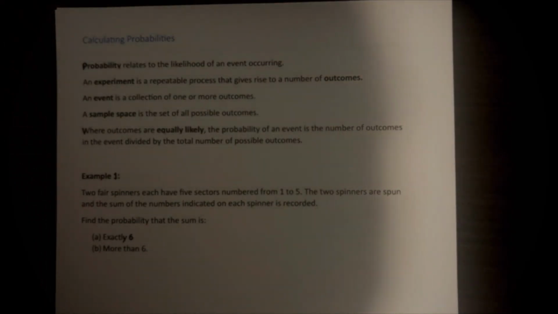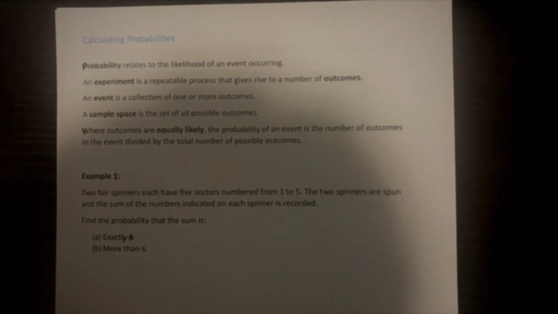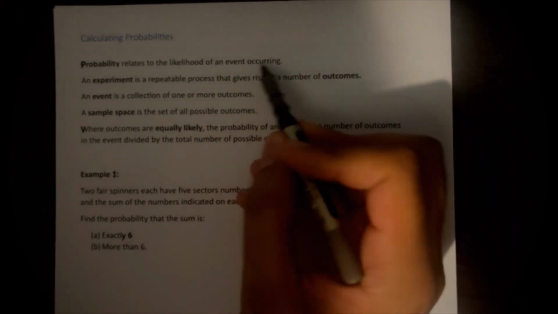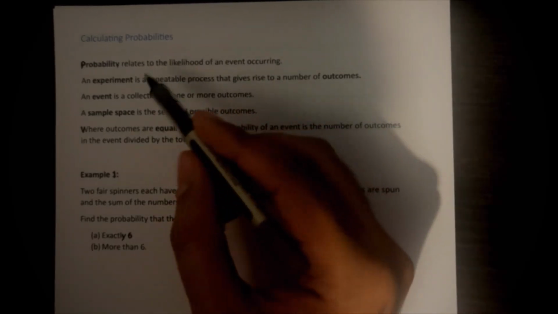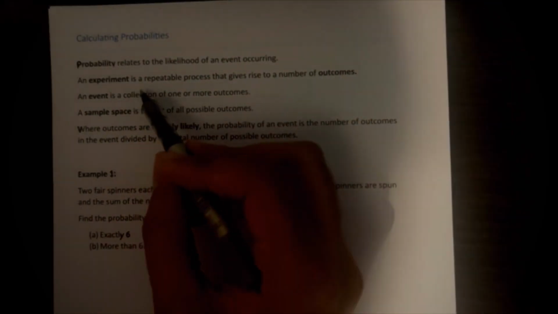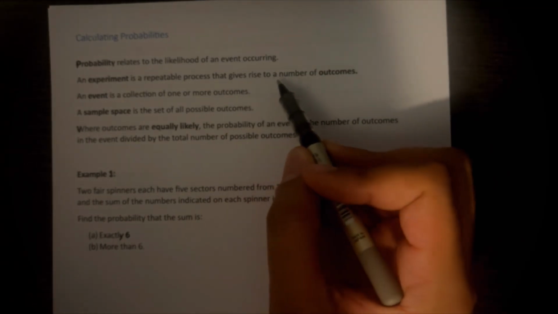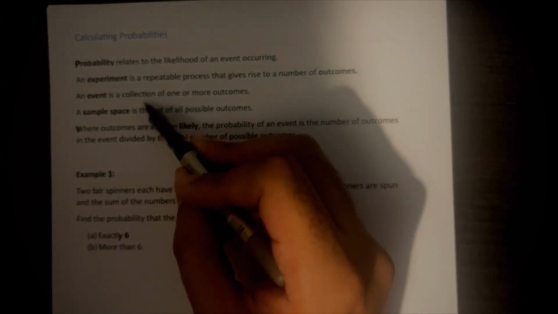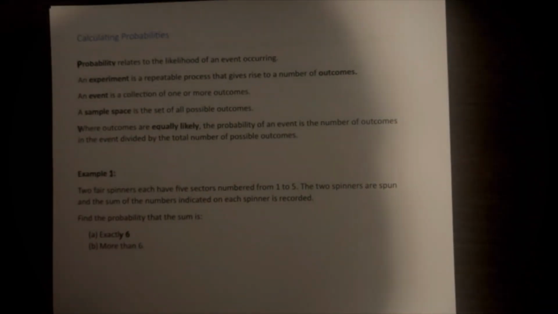In this video, we're going to start to look at probability and how to calculate probabilities. So, probability relates to the likelihood of an event occurring. And a couple of definitions here. An experiment is a repeatable process that gives rise to a number of outcomes. An event is a collection of one or more of these outcomes.